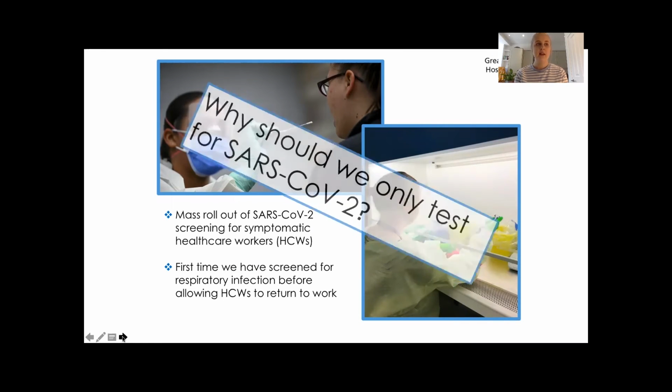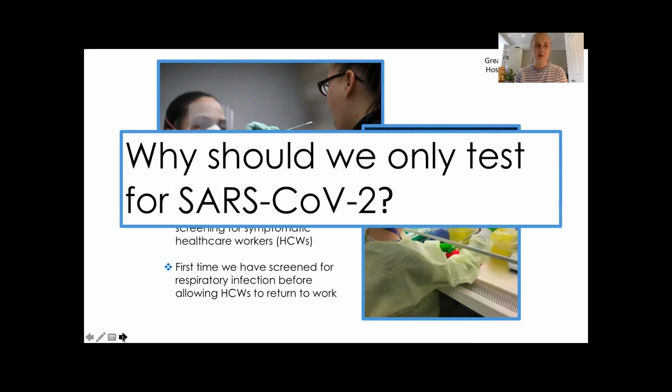This got me thinking, why should we only test for SARS-CoV-2? There are plenty of other respiratory viruses which are highly infectious, spread easily through hospitals, and cause life-threatening infection in our vulnerable patients. I wanted to find out whether screening symptomatic healthcare workers using a full respiratory virus PCR panel would provide any useful additional data for infection control.